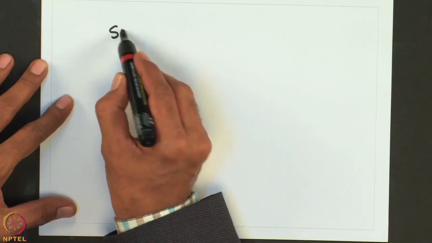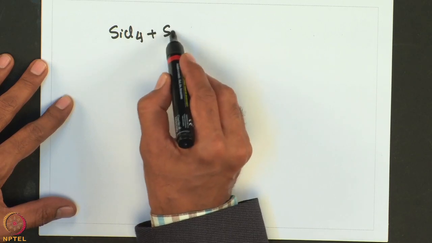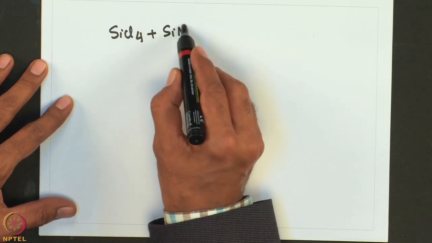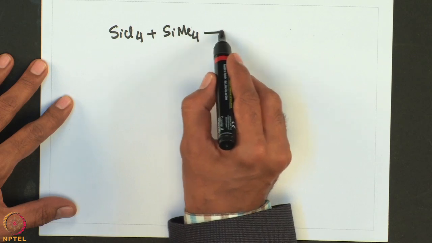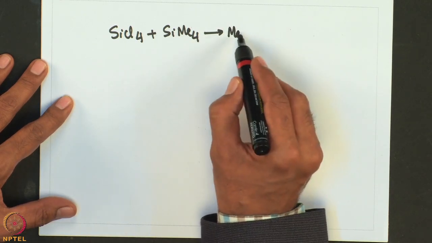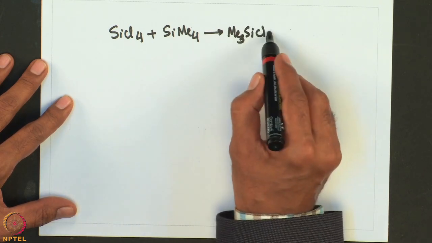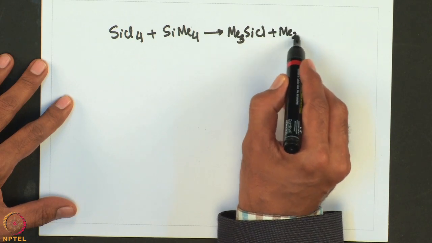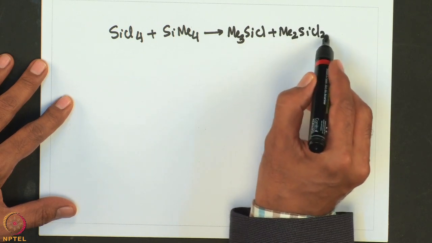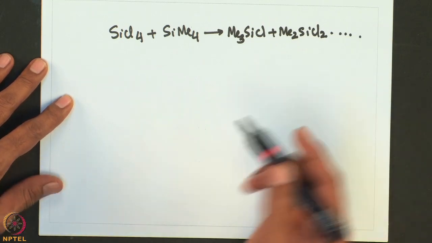For example, SiCl4, when it is treated with tetramethylsilane, redistribution occurs to give a mixture of products such as Me3SiCl plus Me2SiCl2 etc. Okay. So, this is called redistribution reaction.